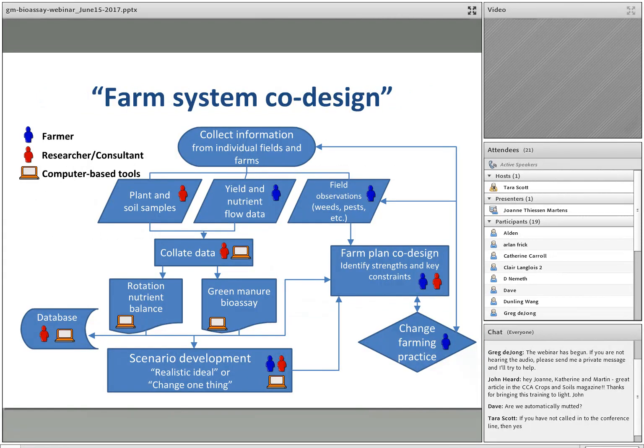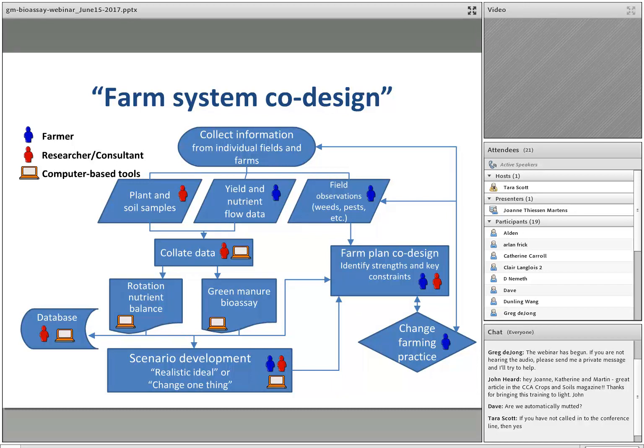I want to give you just an overview of this farm system co-design before we get into the details of the tool itself. Now, farm system co-design is not a cookie cutter approach. There's no set recipe or formula for it. This is a plan that we developed for our own process that we use here using these tools, but really a farm system co-design approach can look very different depending on the situation.